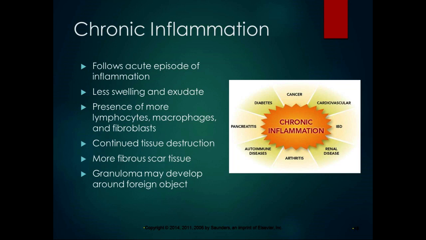So this graphic shows that there are lots of different disease processes that can cause chronic inflammation. So cancer and cardiovascular and diabetes, pancreatitis, inflammatory bowel disease, autoimmune diseases can cause chronic inflammation, arthritis, and renal disease. So a lot of the neurodegenerative diseases also cause chronic inflammation, such as multiple sclerosis. And so chronic inflammation can be a big issue.